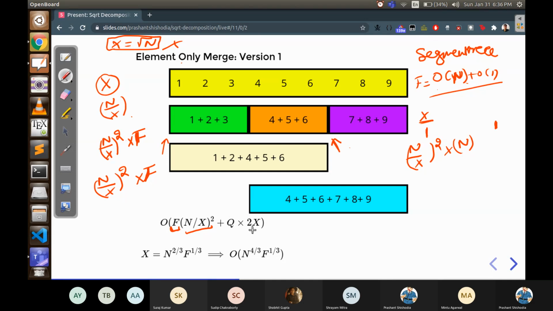Okay, and then for each query, I have omitted log n here for the segment tree, but for each query, I can suppose solve it in O(1). I can extend an element in O(1). I am given a range, and to a range, I can add an element in just O(1). Then each query will take q times 2x time. So when you solve it and put x equal to n raised to 2/3 and f raised to 1/3, I just differentiated it and got this value. You get this time complexity.